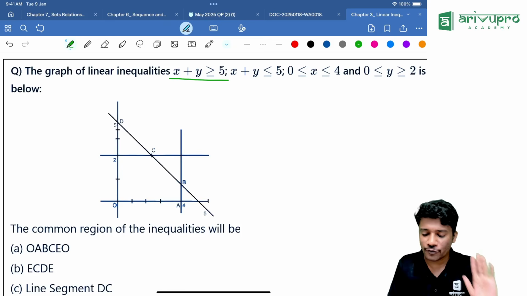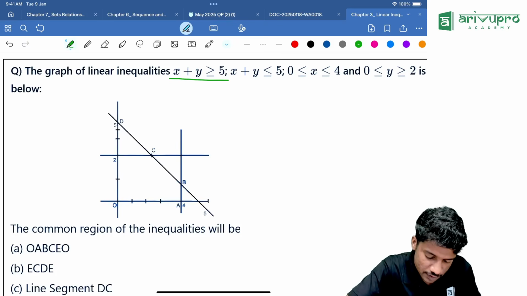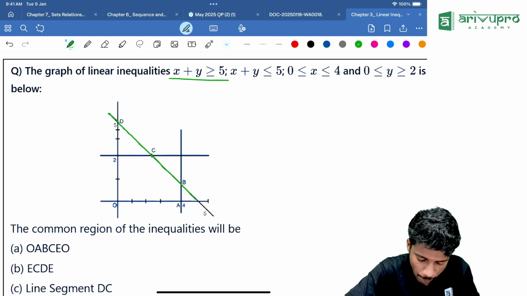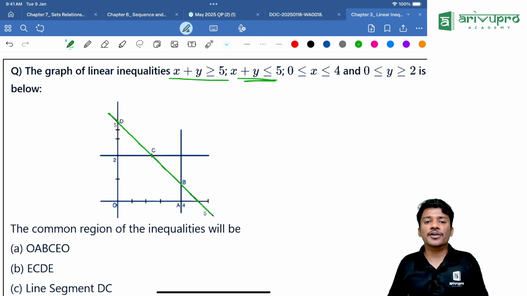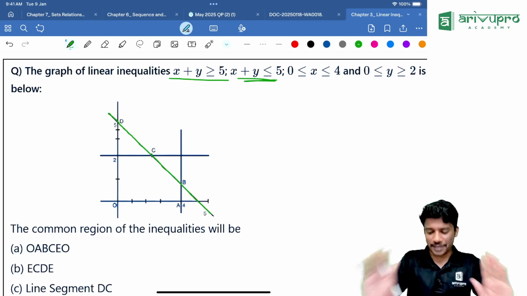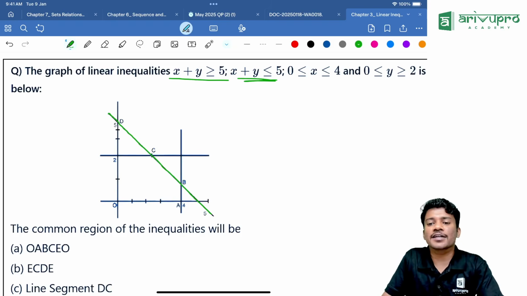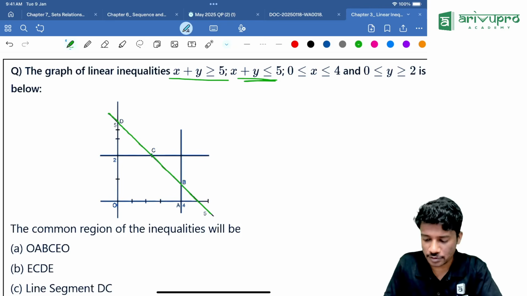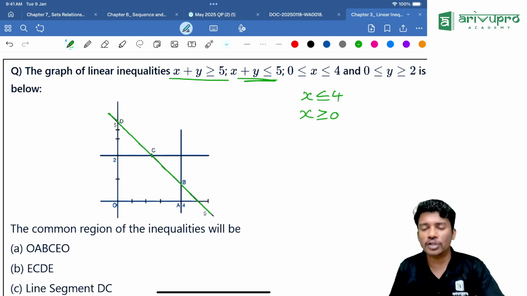x plus y greater than or equal to 5. Which is the graph for that? Anyway, this is the graph. Correct? Then x plus y less than or equal to 5. Same graph only, right? Both have the same graph. Keep that in mind. Then 0 less than or equal to x less than or equal to 4. What do you mean by that? x is less than or equal to 4 and x is greater than or equal to 0.